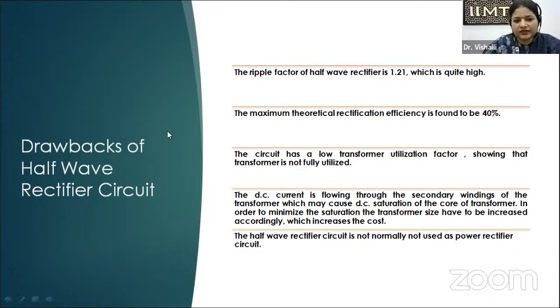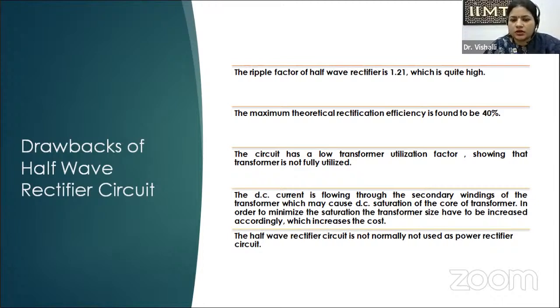So in the half wave rectifier, if we calculate the value of the ripple factor, or the value of the AC component, it comes out to be 1.21. It is greater than 1, which is quite high. So that's why we can say that half wave rectifier is not a very efficient circuit to convert AC to DC, because we are not getting much DC, we are getting mainly the AC component. And secondly, due to this reason also, the rectification efficiency is merely 40%, and this value is the maximum theoretical rectification efficiency. In practice, the efficiency will be lower than 40%.